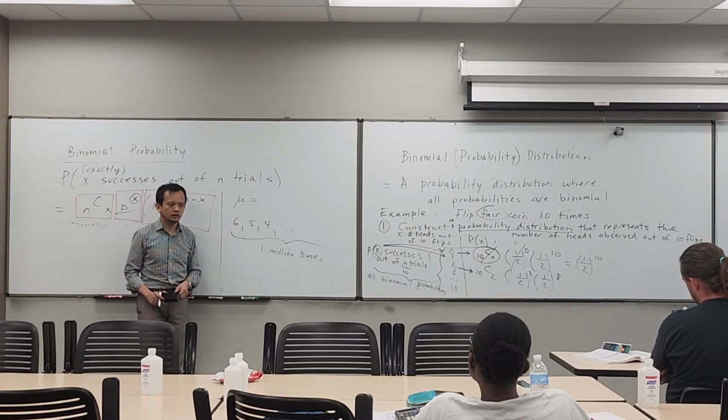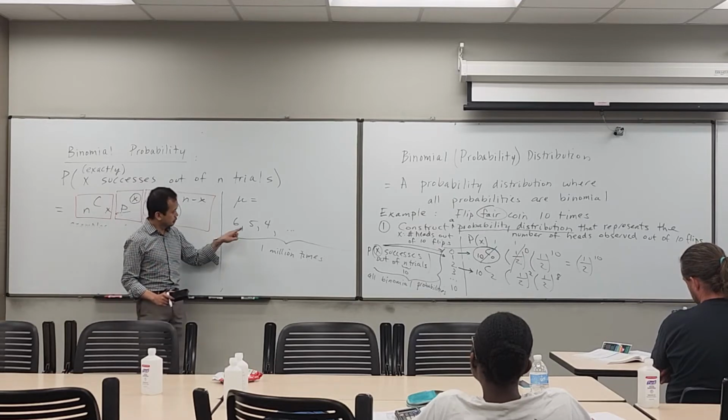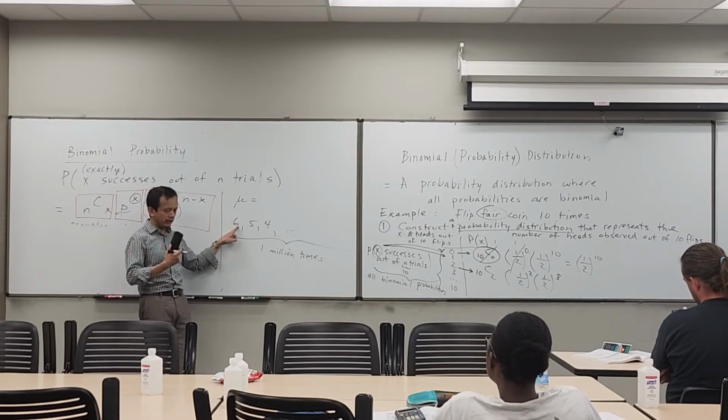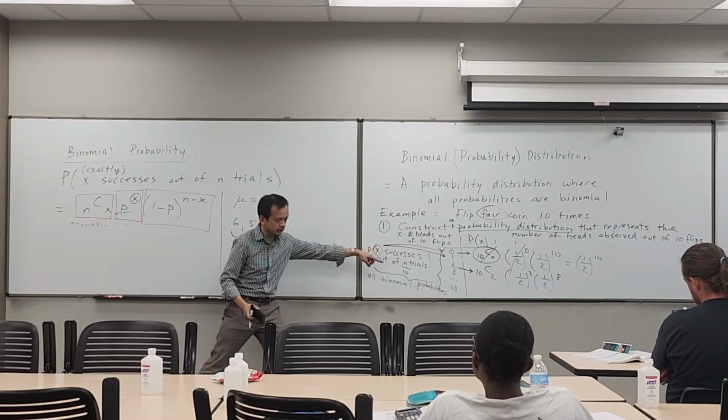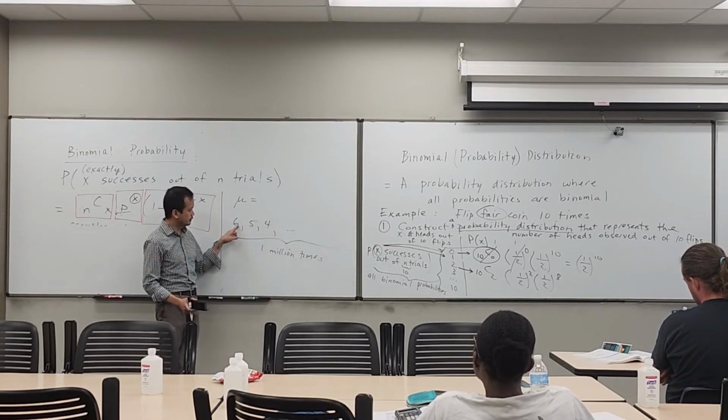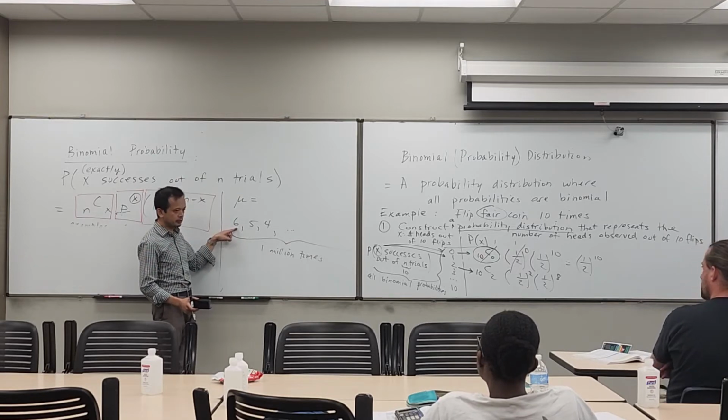1/2 raised to the million. So remember, each of these numbers represents the number of heads you observed in a fair coin, which can only go from 0 to 10. So the number of heads is what each number here represents.